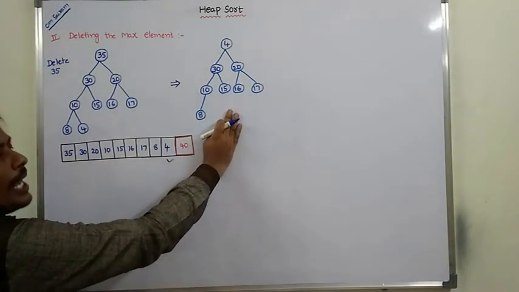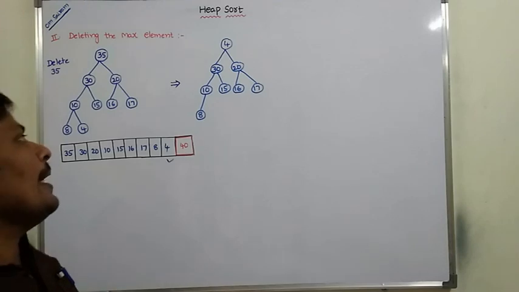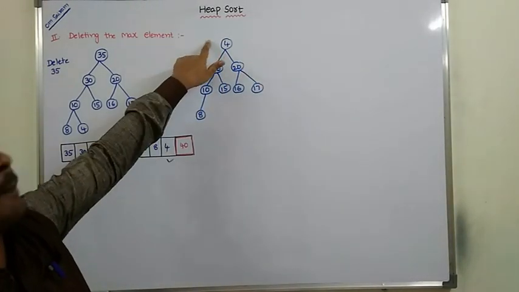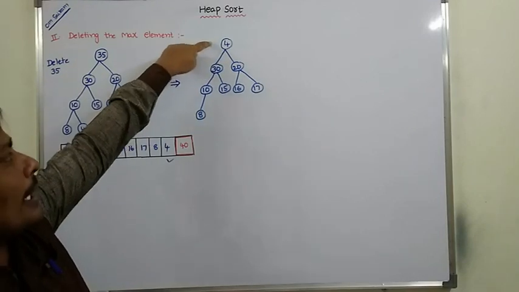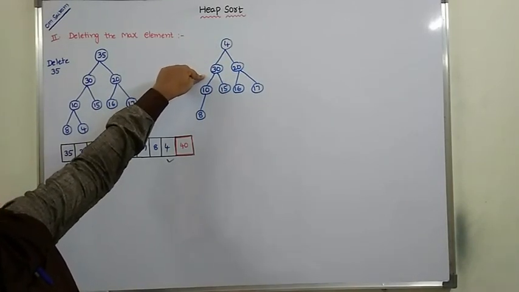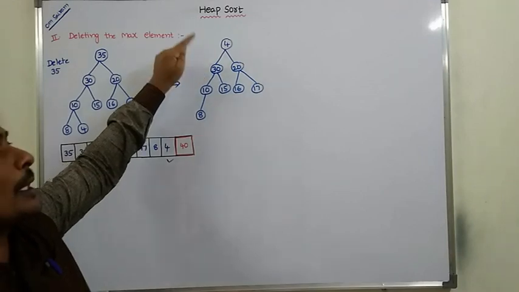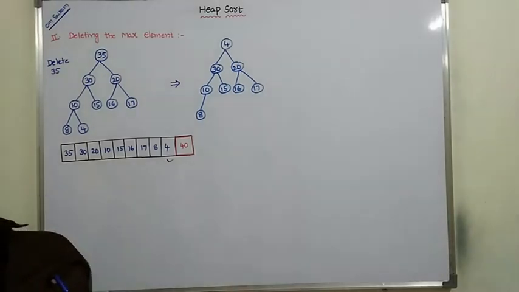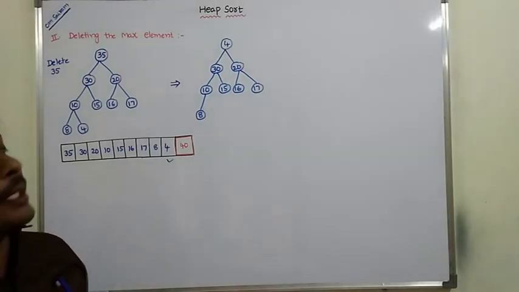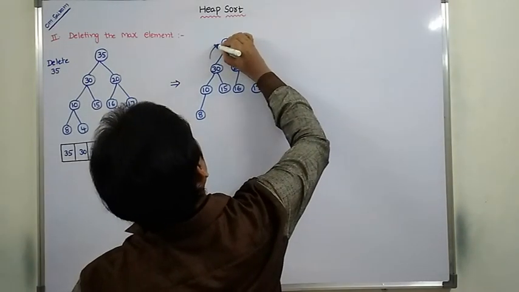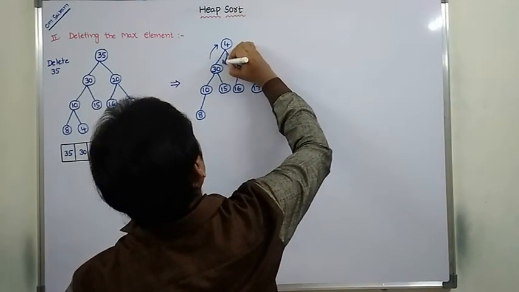Now we have to check the maximum heap property. Here 30 and 20 have the parent 4. Is 4 greater than 30? It is false. It does not satisfy the maximum heap property. Is 4 greater than 20? It does not satisfy the maximum heap property. Now we have to do swappings between 30 and 4.